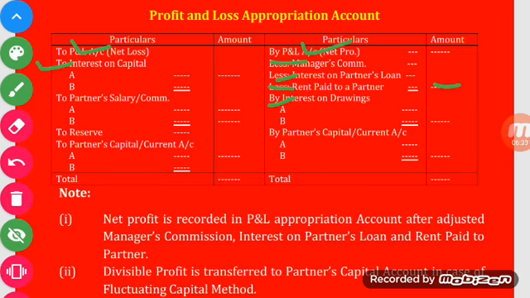Is it clear? If any partner is allowed any salary, commission, remuneration or bonus, it is an expense for the firm. That's why it will be recorded in the debit side of the profit and loss appropriation account. A point to be noted here: reserve.